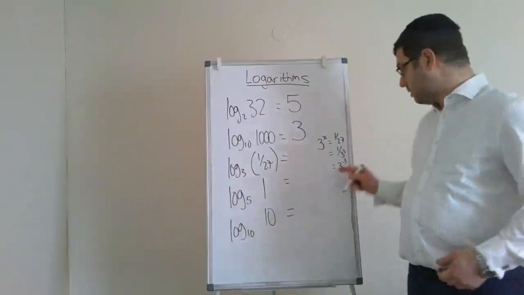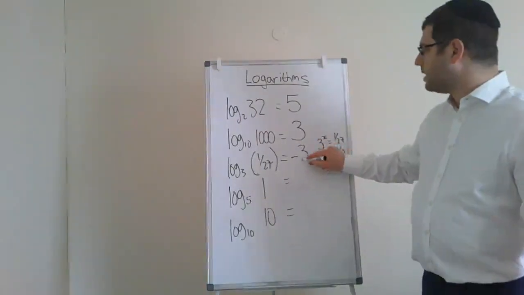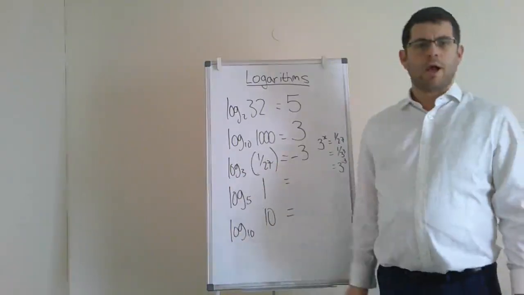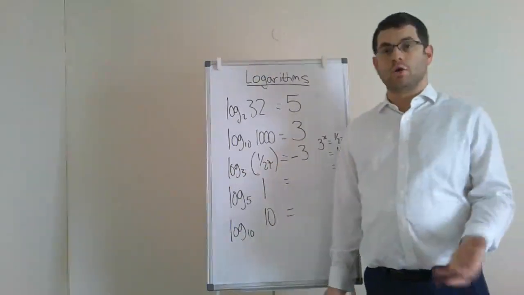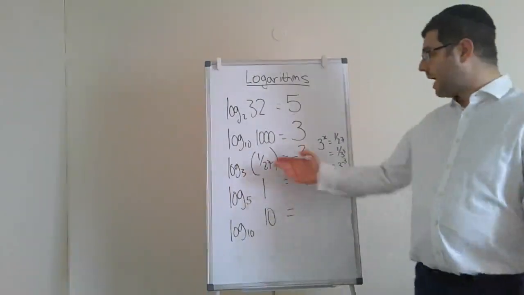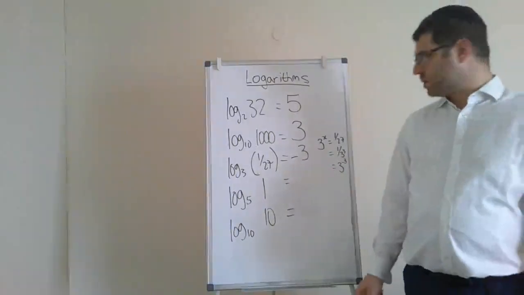Well, that's my answer. I can see minus 3 matches up with that x. So the answer is minus 3. You are allowed to get a negative number as a result for a logarithm because we're allowed to have a negative power. All a logarithm is doing is telling you what a specific power is for a specific base and a given result. These two results here are very important.